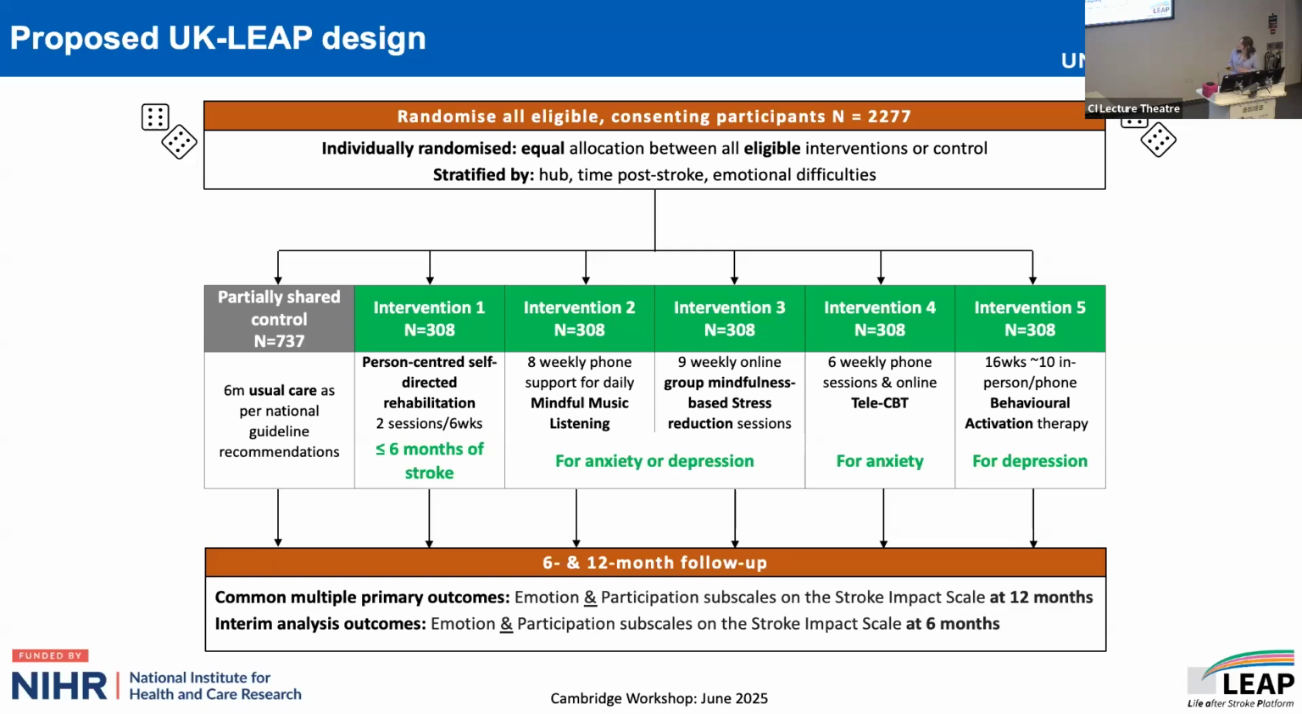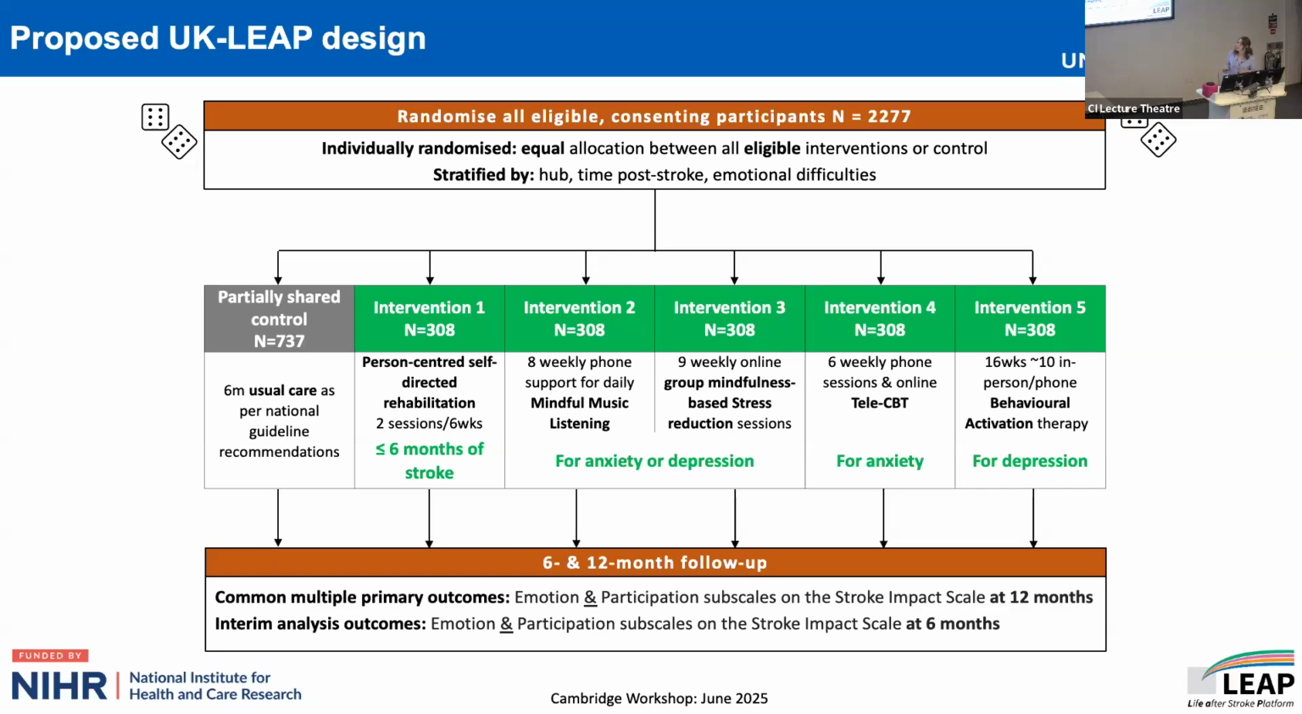So the 5 interventions included a self-directed rehabilitation intervention available to any patient within 6 months of having had their stroke, and then 2 interventions available to patients with symptoms of anxiety or depression, a 4th intervention available to patients with symptoms of anxiety, and then finally a 5th intervention for patients with symptoms of depression. So these interventions were aimed at and targeted to either prevent or to treat emotional problems depending on these patient characteristics. And we included a 6-month usual care control arm, with all interventions being in addition to usual care.